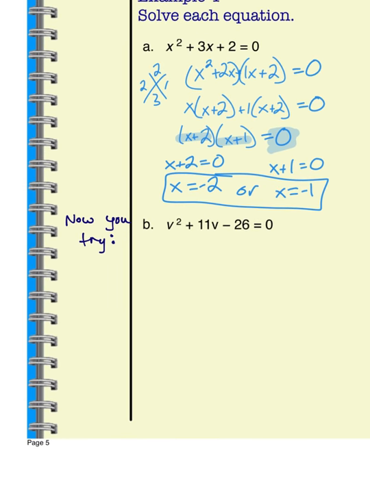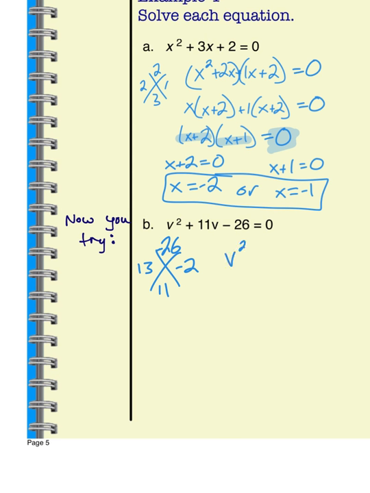All right, see if you can factor and then solve the second one by yourself. Play it back to see if you got it right. Okay, so we're going to start by factoring, looking for numbers that multiply to negative 26, add to 11. Let's see, that's going to be 13 and negative 2. With a negative on top, I know one is positive and one is negative.